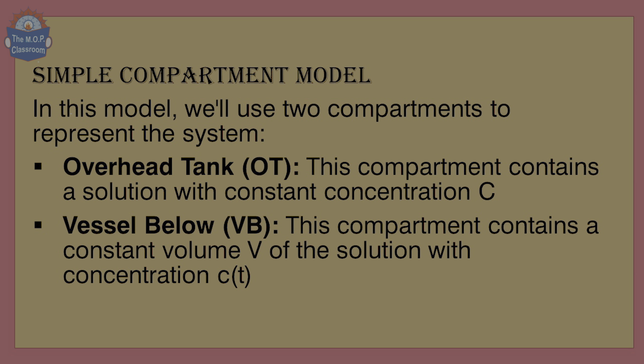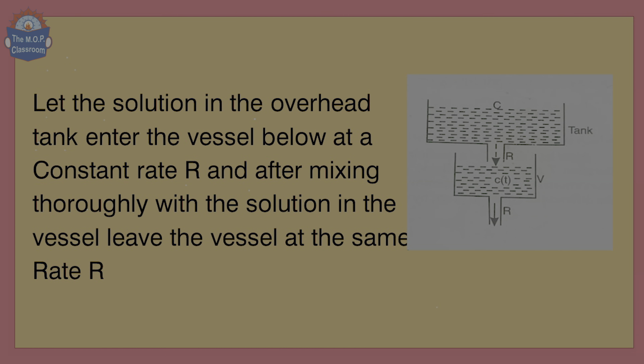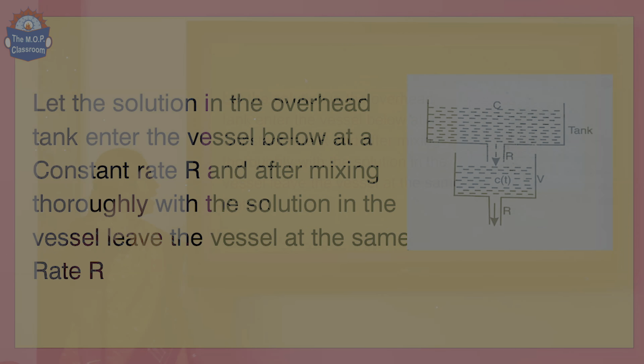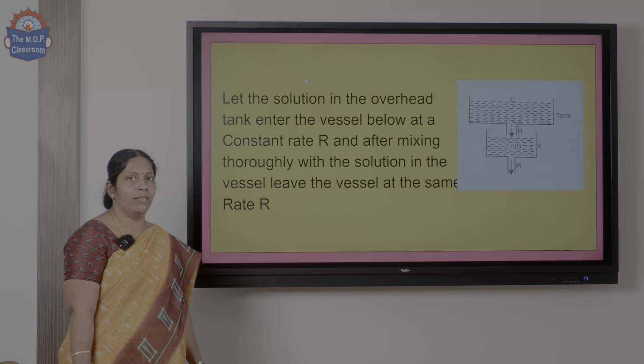One compartment is an overhead tank which contains a constant volume with a concentration C, and the other one is a vessel below which contains a constant volume V with concentration C of T, which changes with respect to time. Let the solution in the overhead tank enter the vessel below at a constant rate R, and after mixing thoroughly with the solution in the vessel, leave the vessel at the same constant rate R. This situation is shown in the diagram in the slide.